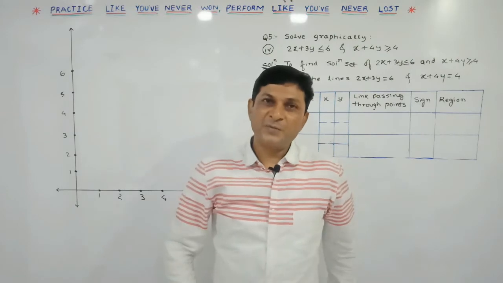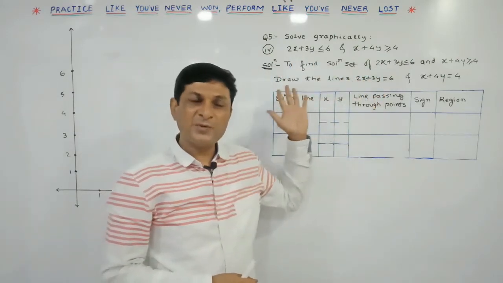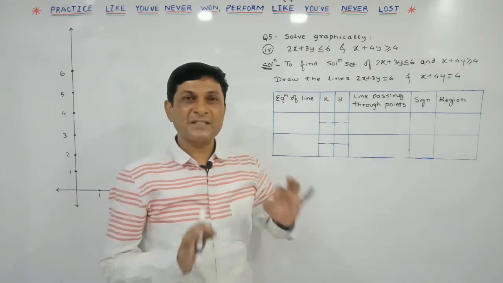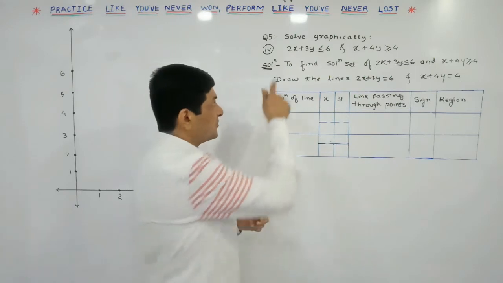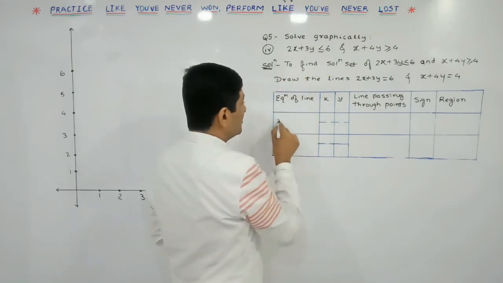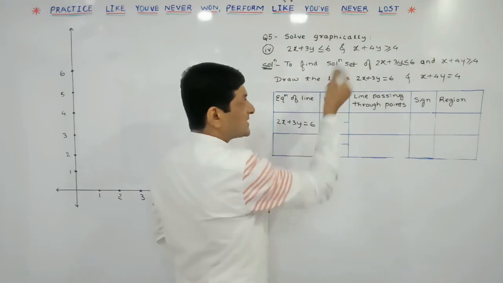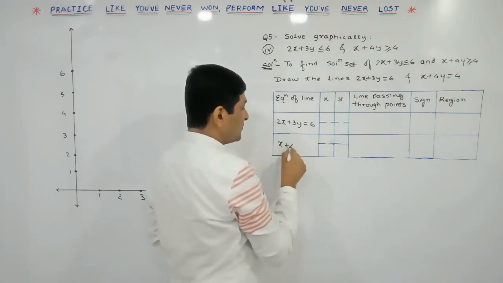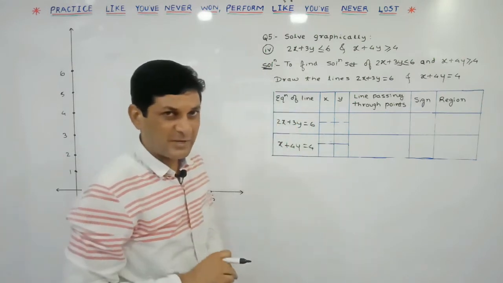Now see question number 5. In this question, again two expressions are given to us. First we have to construct the lines to find the solution set of these two expressions. What is our first line here? 2x plus 3y is equal to 6, and the second line is x plus 4y is equal to 4. From these expressions we will get our required lines.